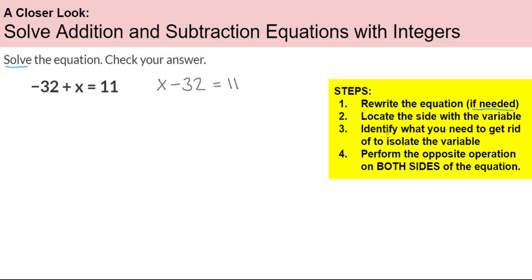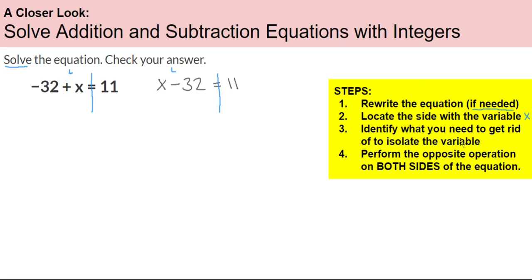Step two says locate the side with the variable. The variable, that's the letter. So maybe I'll put in the word x there. Locate the side with the x. So we have two sides to an equation, and they're split by the equal sign. So what side is the variable on, the left side or the right side? All right, hopefully you figured out it's on the left side. Left side has the x and the right side is just the 11.